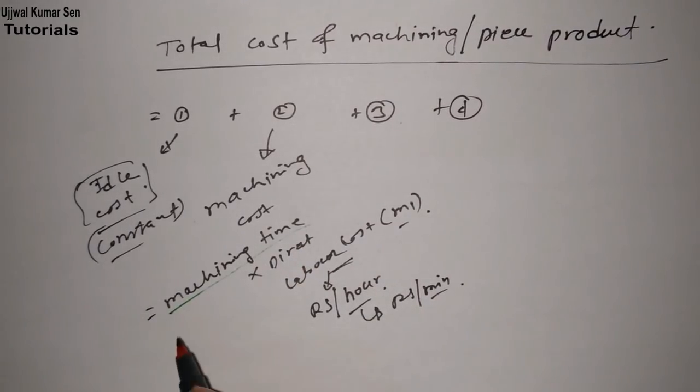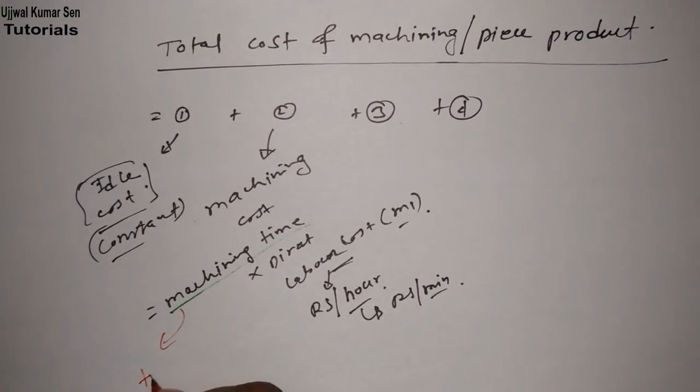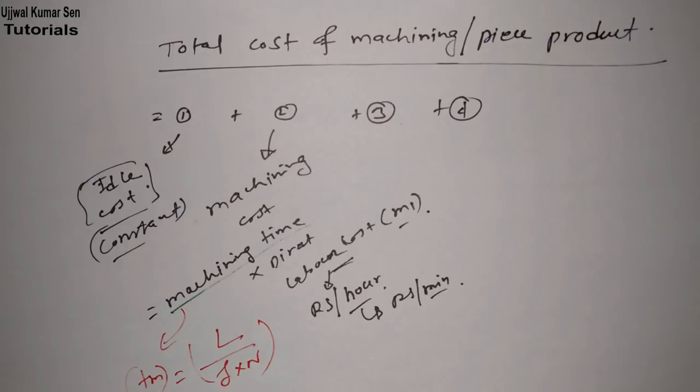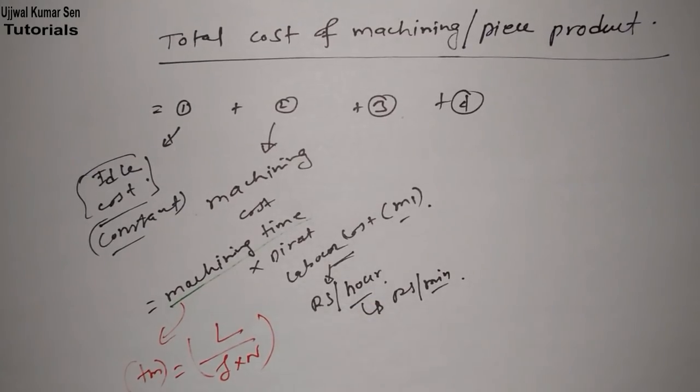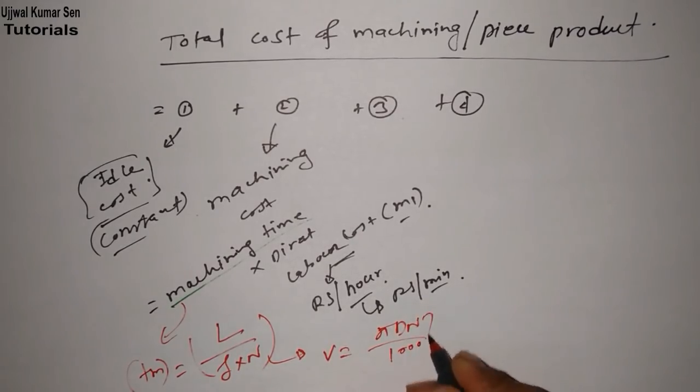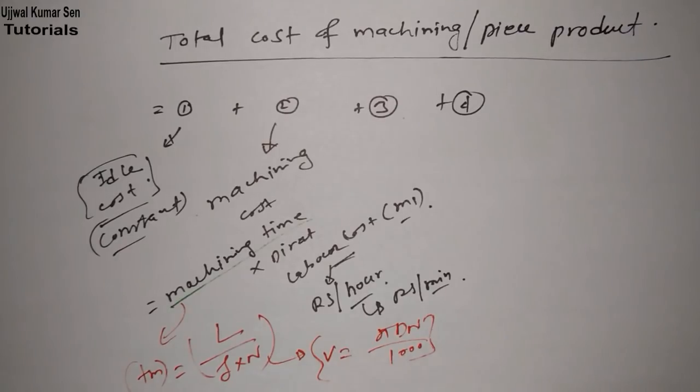Now, what is machining time? We denote machining time by TM. TM is equal to L by F into N. Here L means the length of travel by the machine, F is the feed in mm per revolution, and N is in RPM. Now you can relate this N to another formula, that is speed is equal to pi dN by 1000. Now you can understand how these formulas are related to each other.